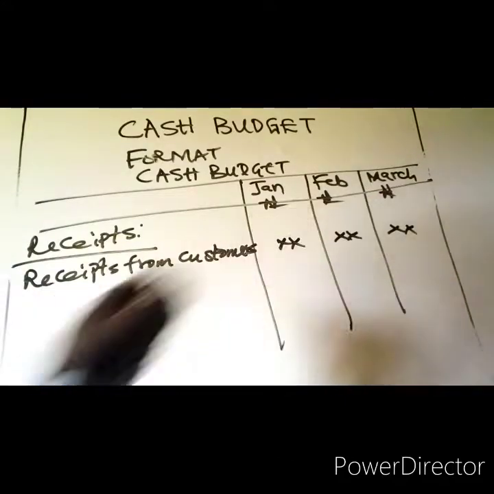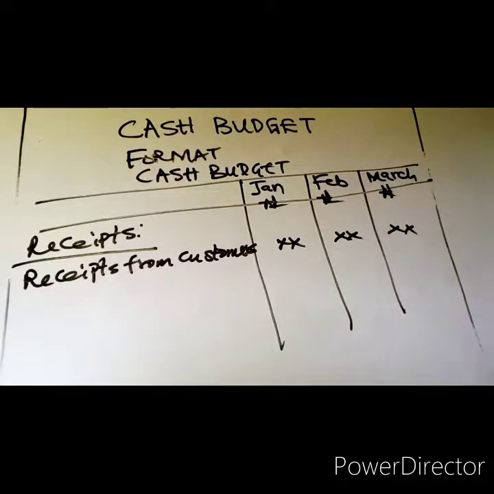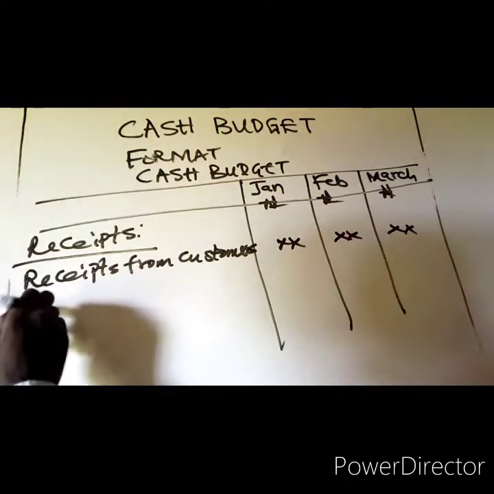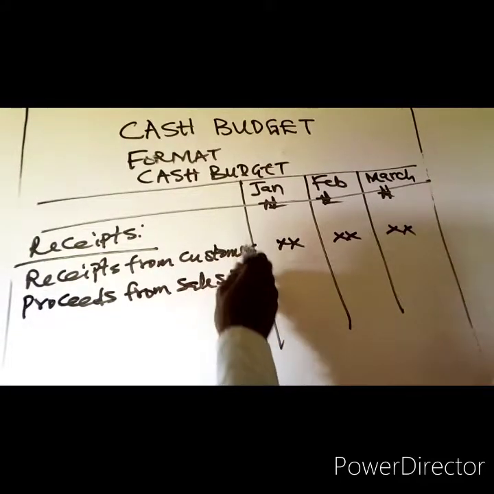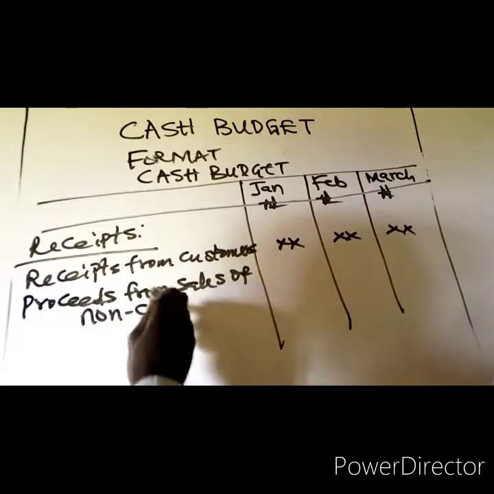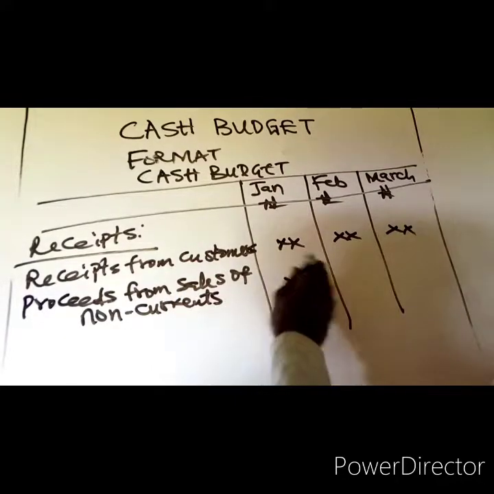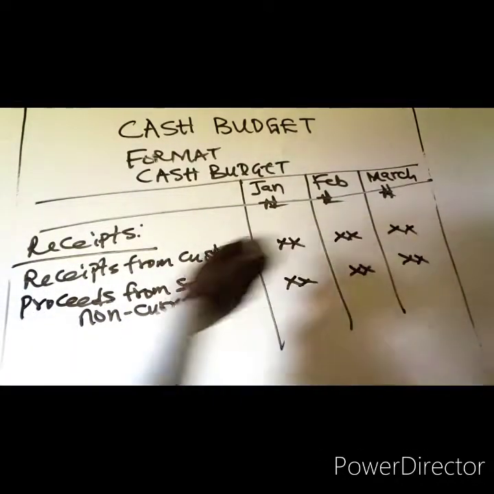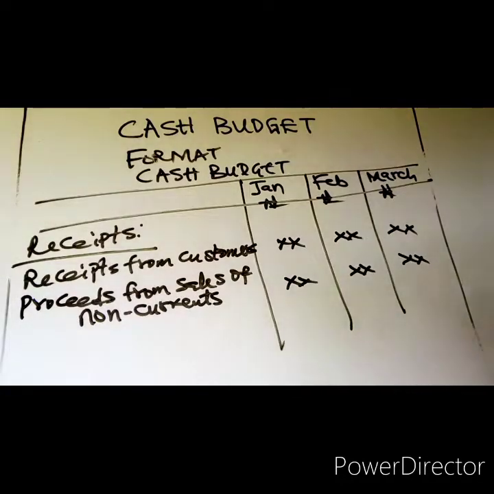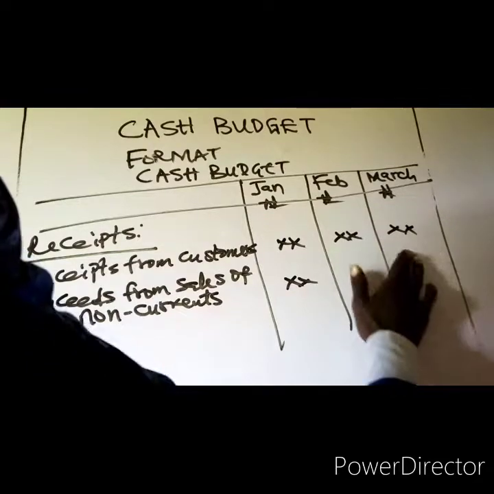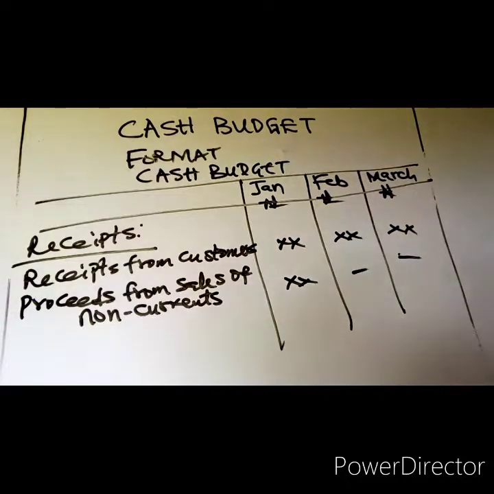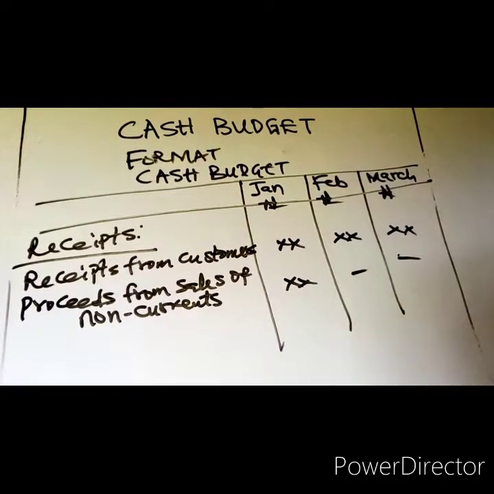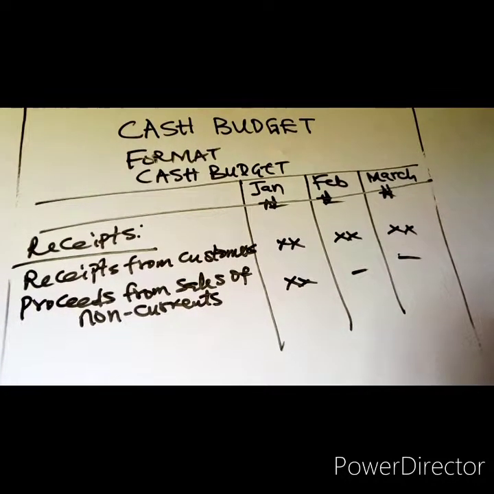Then proceeds from sales of non-current assets. It is the proceeds. You don't record the carrying amount, and you don't record the accumulated depreciation relating to the asset sold. Let me assume the asset is sold in the month of January, and this proceeds was received in January. The budgeted period has to be specified in your title.